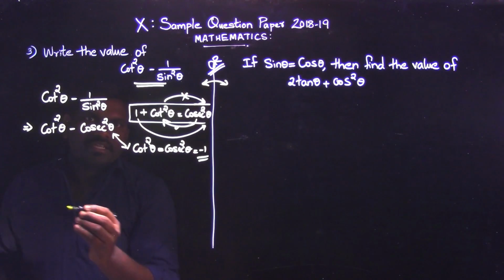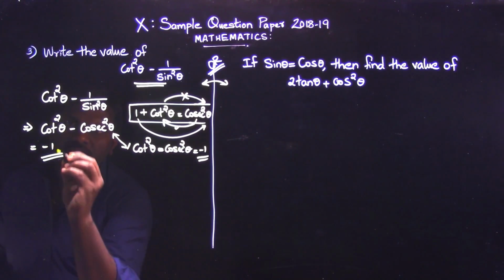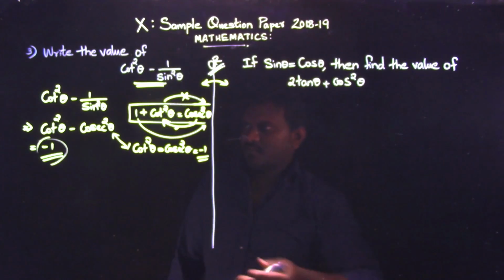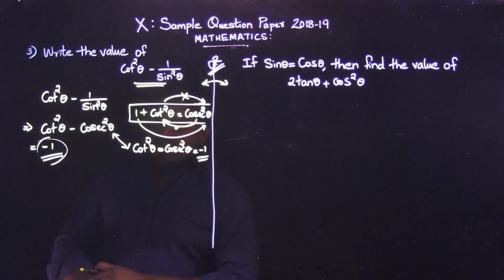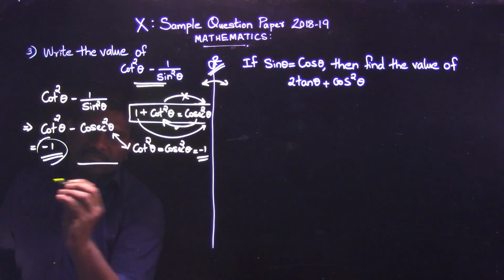So cot square theta minus cosec square theta, what is the value? The value is minus 1. So if you know the formula, then it will be quite easy for you to get the value. And here it is minus 1. But as I have told you, I have a different tendency of doing this question in this way.